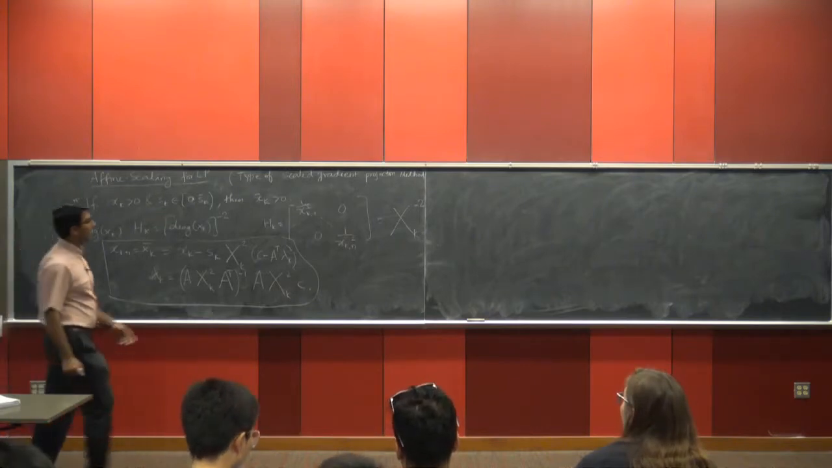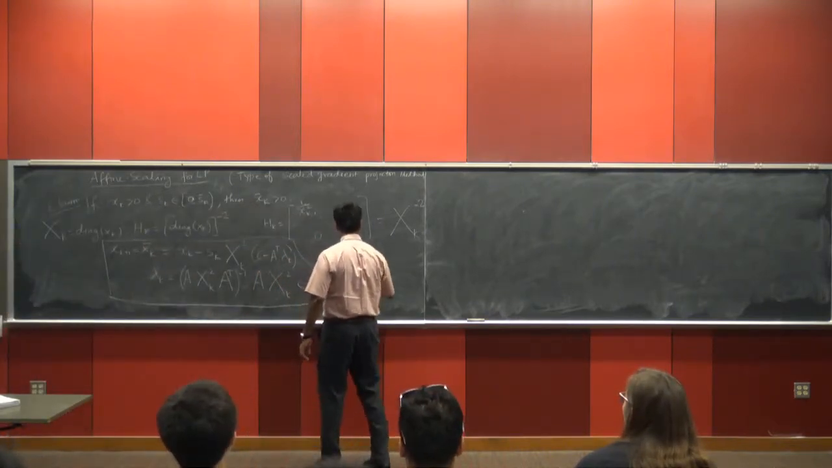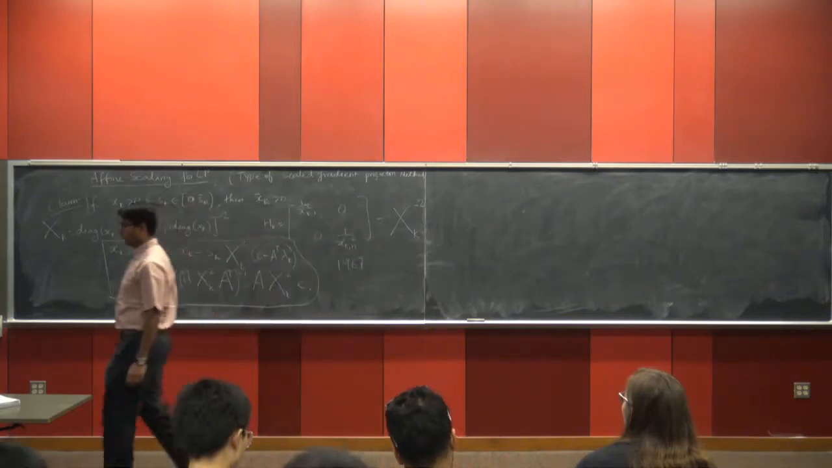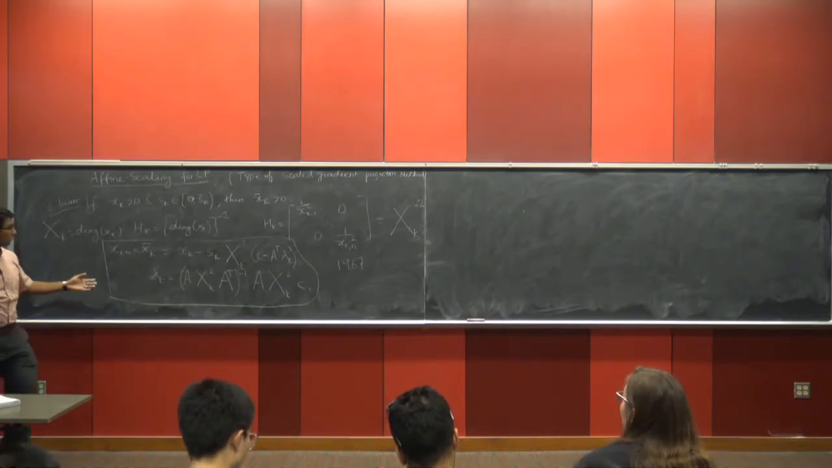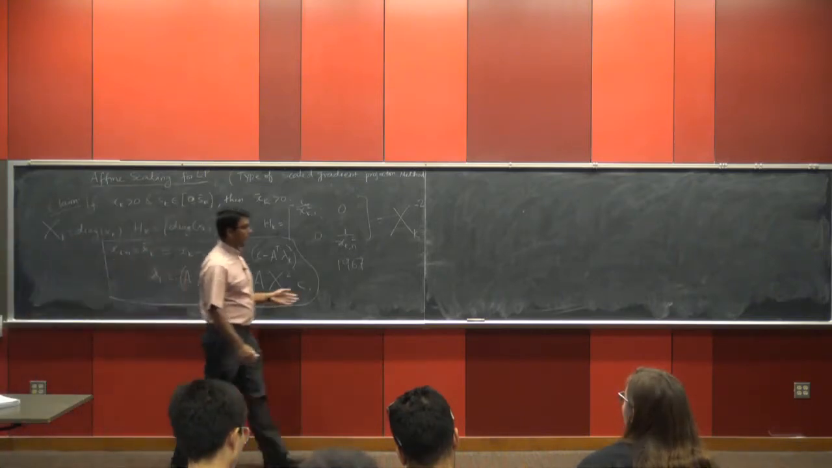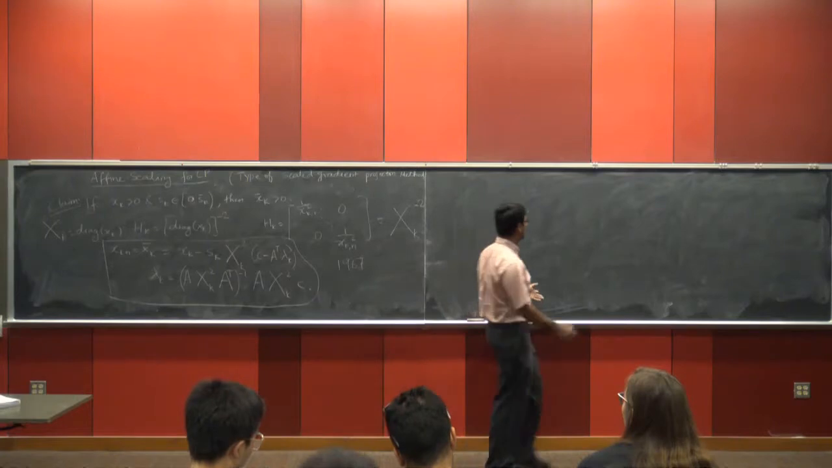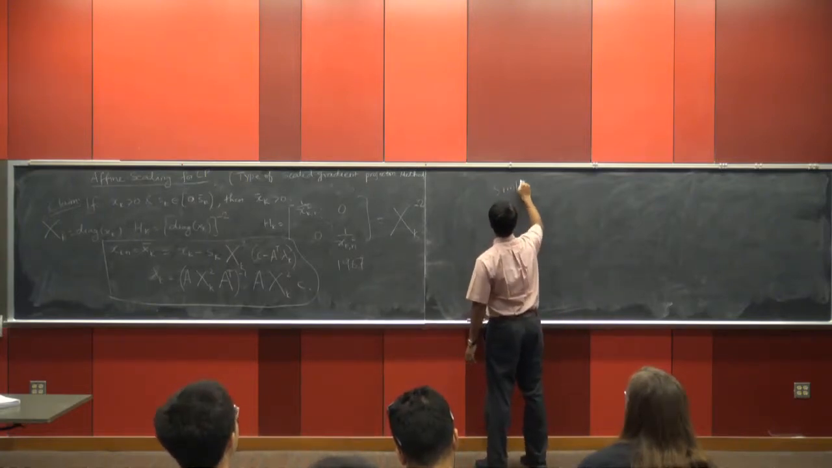Okay, and this algorithm was proposed in 1967. Remember, when was simplex proposed? Simplex was proposed in the 1940s, somewhere in the 1940s. Okay, so this was proposed after 20 years. And it had nice properties in the sense that, remember, what is the difference between simplex and affine scaling?